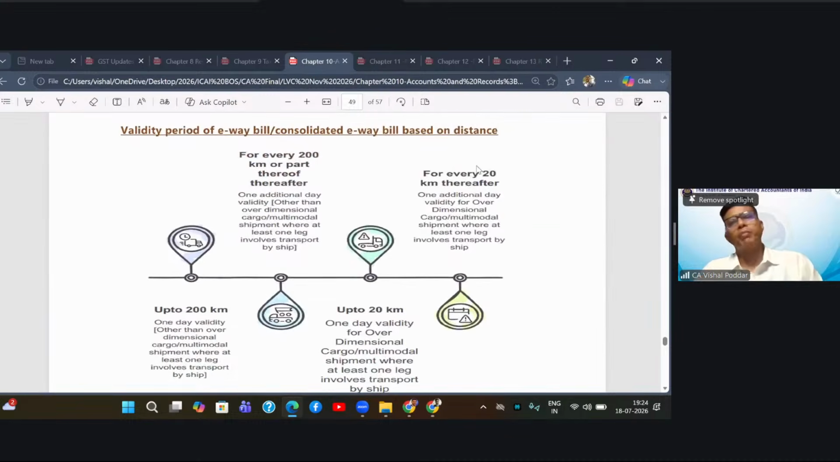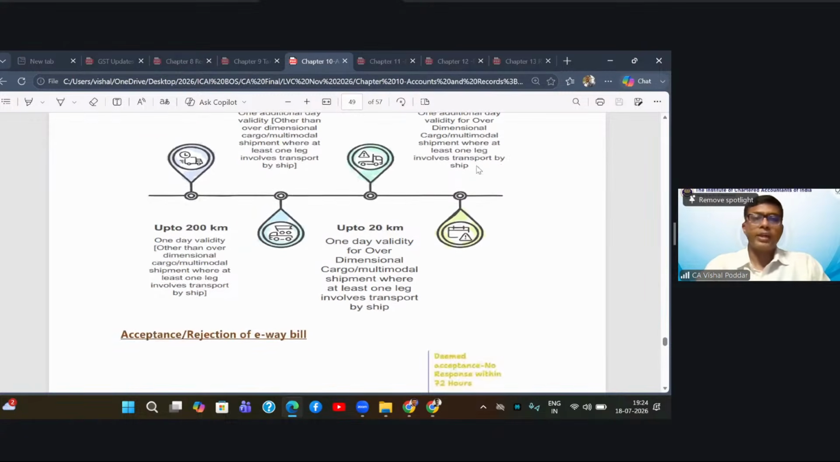Now comes a very important point, that is the validity. Now students, keep in mind, this e-way bill is generated to track, record and report the movement. Importantly, when you are generating the e-way bill, the time of generation is very crucial, because from that time your transit, your transportation, your movement should be completed within the specified validity period. Now, what is the validity period?